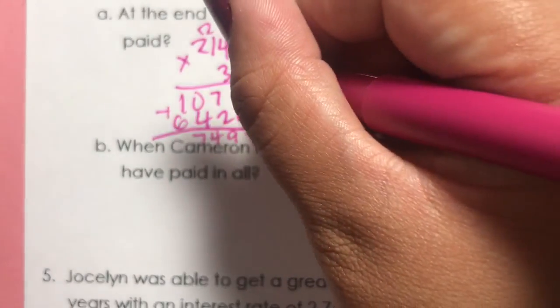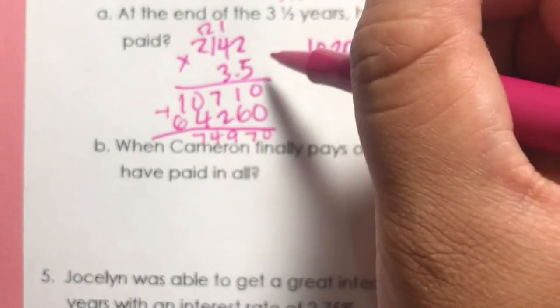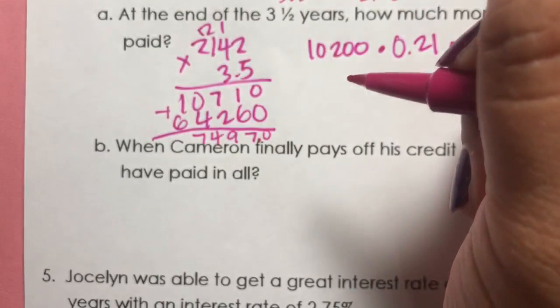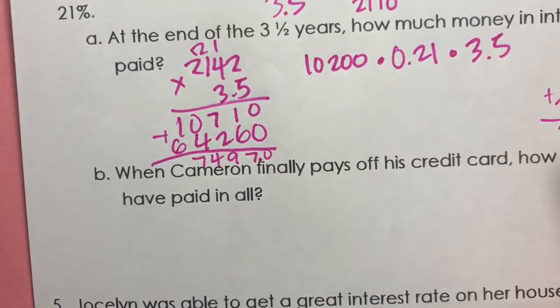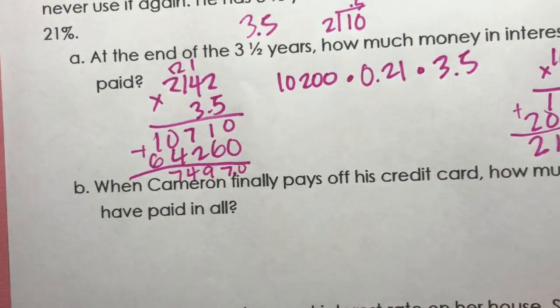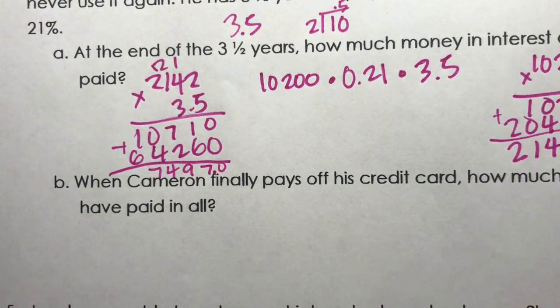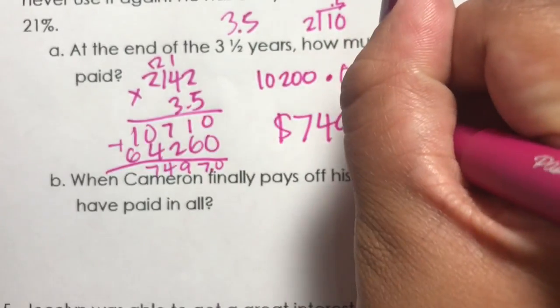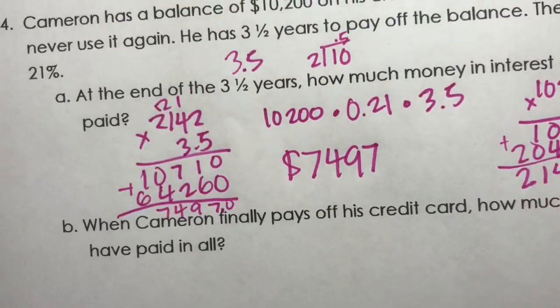6 plus 1 is 7. Okay, and then remember, gotta count the decimal. How many numbers are behind the decimal? We have 1, so we just put 1 there. So at the end of 3.5 years, Cameron will have paid in interest alone $7,497.00. So that's how much money he would have paid in interest.